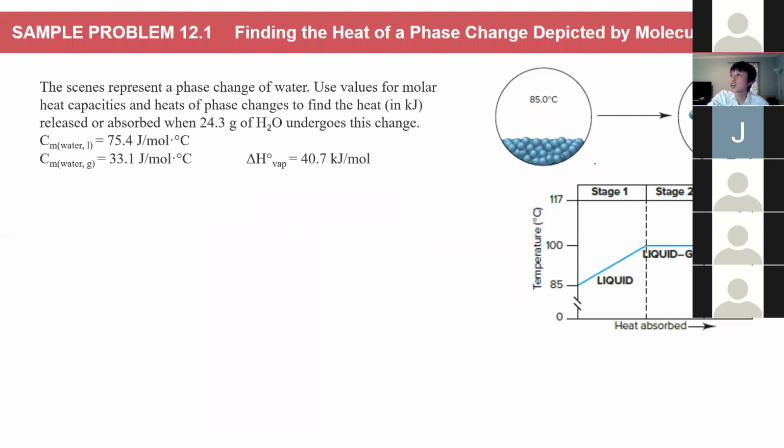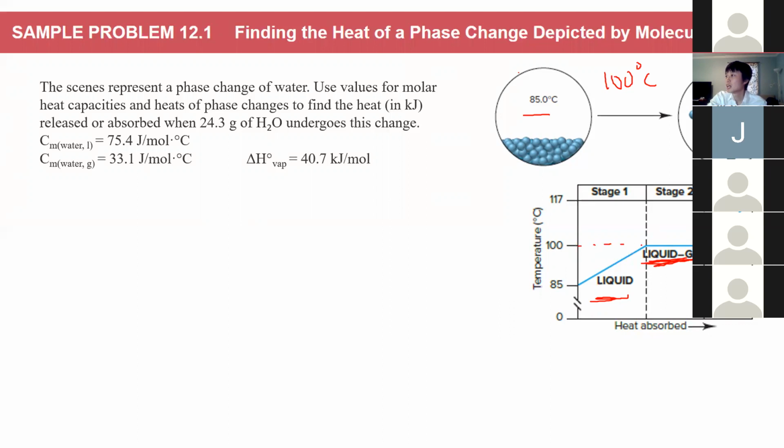Right, so for this problem, we also did it in class. We have water, and we're heating the water from liquid to gas phase, from 85 Celsius to 117. We know water boils at 100 Celsius. So when it's 85 Celsius, it is liquid. And then when it reaches 100, it has this equilibrium state where the temperature remains at 100.